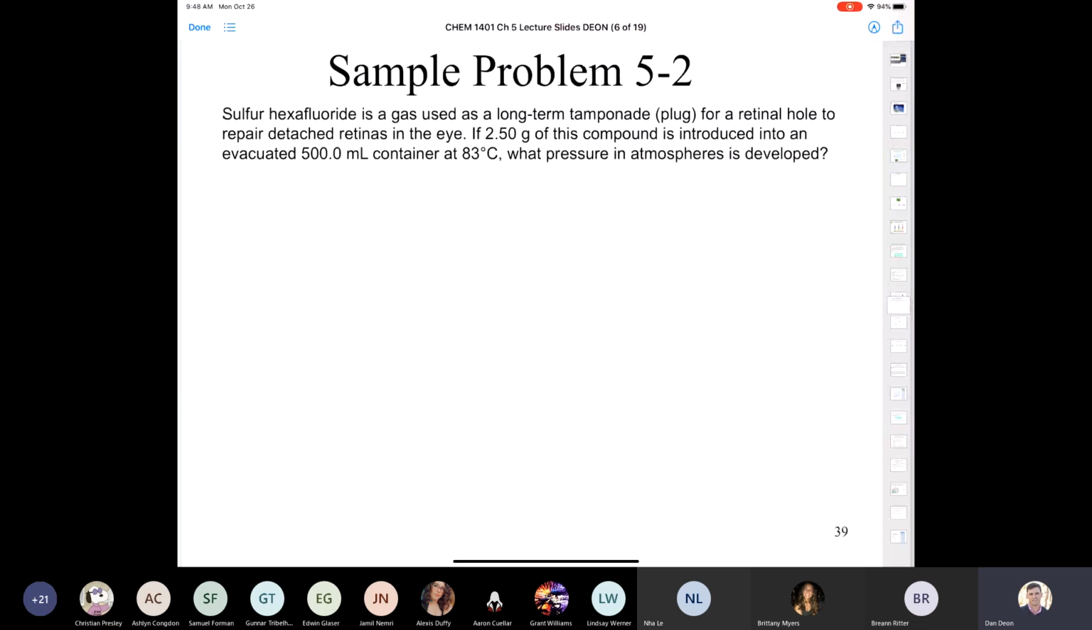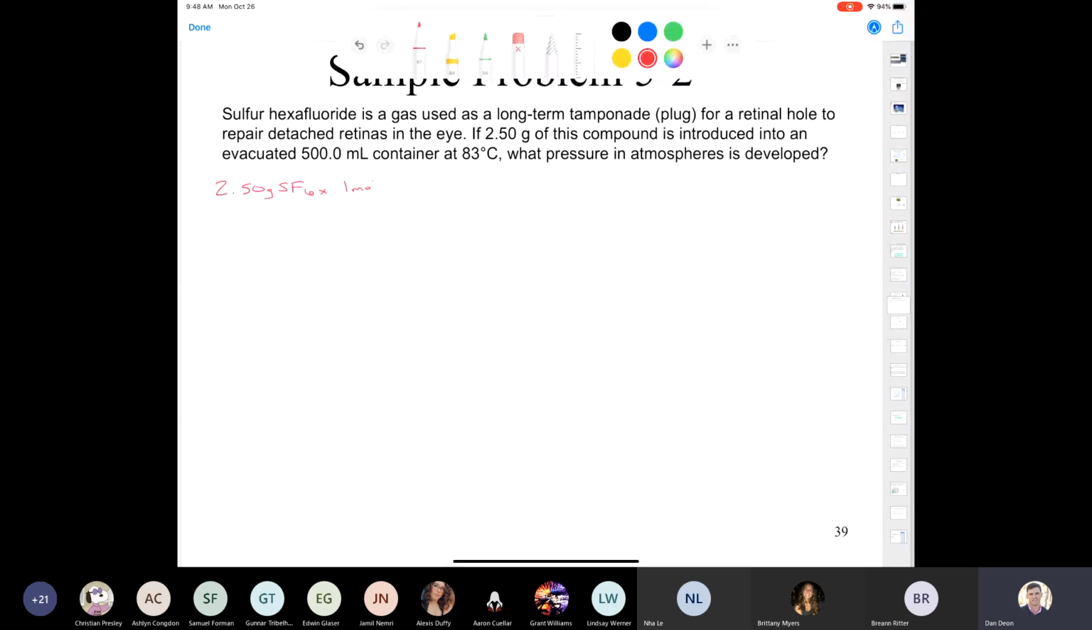Let's do some math. We're starting with 2.50 grams of SF6, and as I told you, 1 mole of SF6 has 146.06 grams of SF6. We cancel out our grams, and we end up with our number of moles, which I have written down here, is 0.0178 moles of sulfur hexafluoride. Okay, we got that. What else? We have our volume, right?